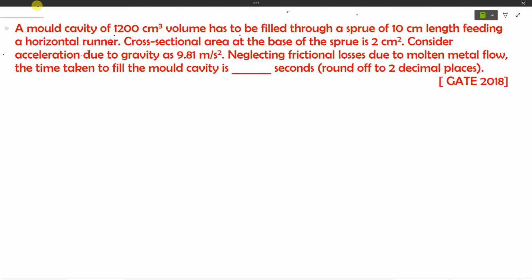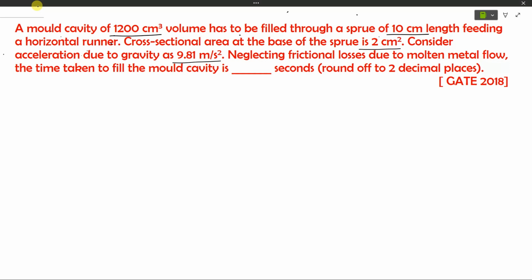A mold cavity of 1200 centimeter cube volume has to be filled through a sprue of length 10 centimeter, feeding a horizontal runner. Now cross-sectional area at the base of the sprue is 2 centimeters square. Consider acceleration due to gravity as 9.81 meter per second square. Neglecting the frictional losses due to molten metal flow, time taken to fill the mold cavity is dash seconds.